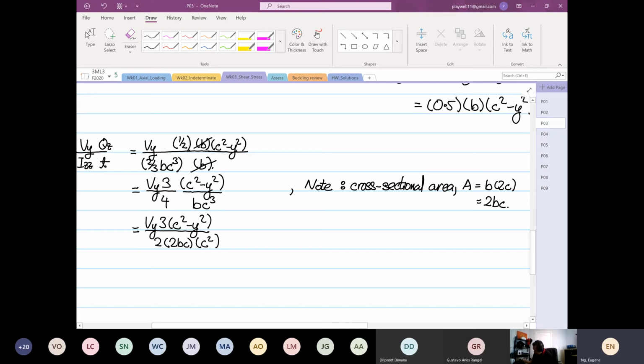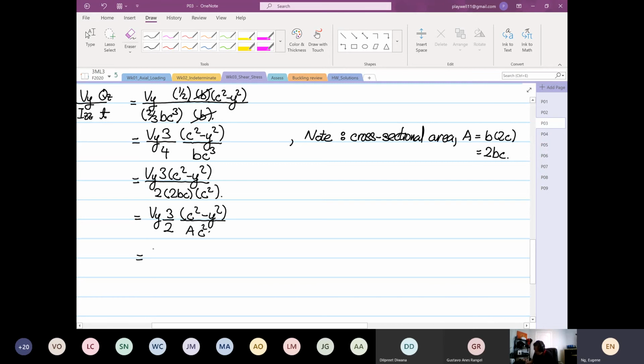So this will be left with C squared. If you remove the brackets, the denominator term is the same. Because of the note where area is equal to 2BC, we are going to change this to Vy 3/2 C squared minus Y squared, and this is equal to area C squared. And then we rearrange this again. You have 3/2A Vy, and then C squared over C squared minus Y squared over C squared. So this will be equal to 3/2A Vy bracket 1 minus Y squared over C squared.